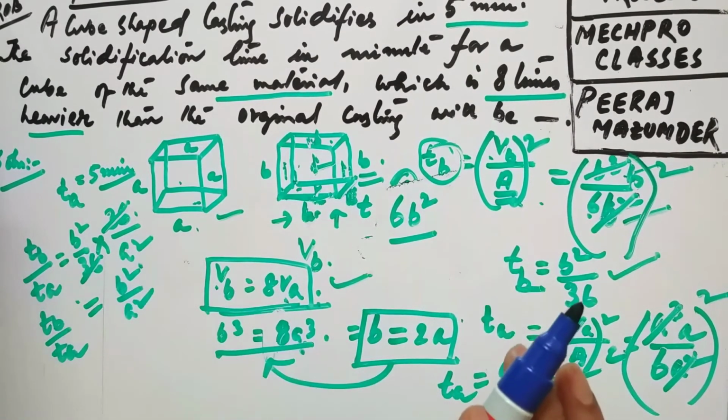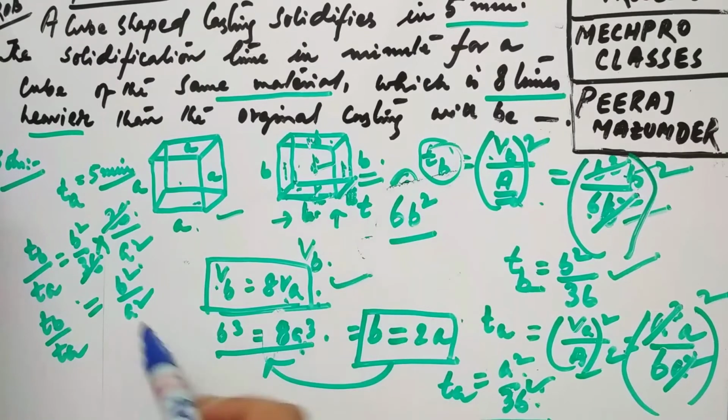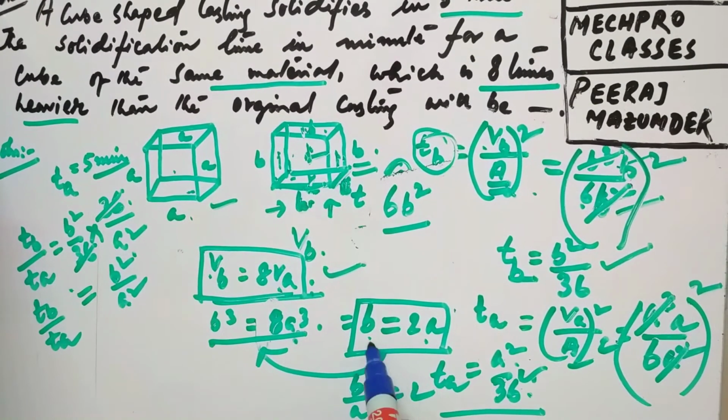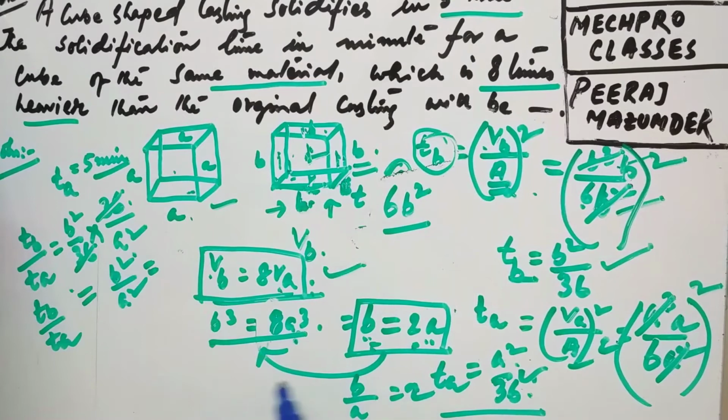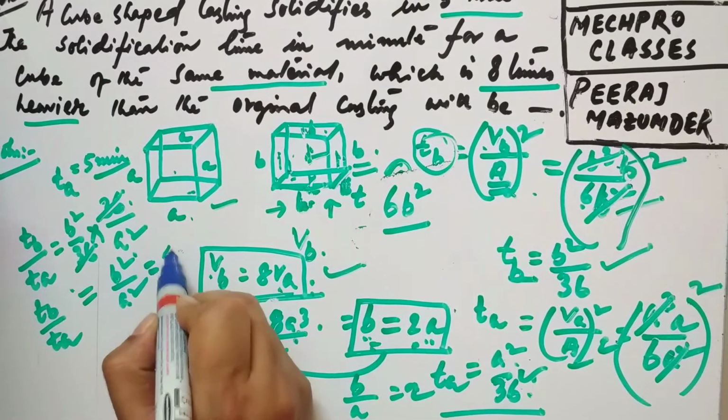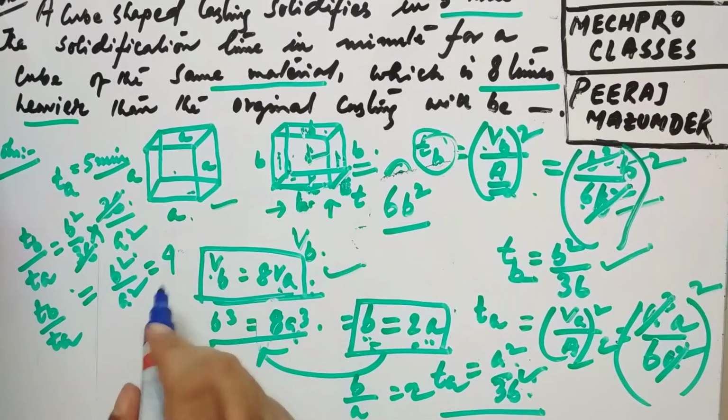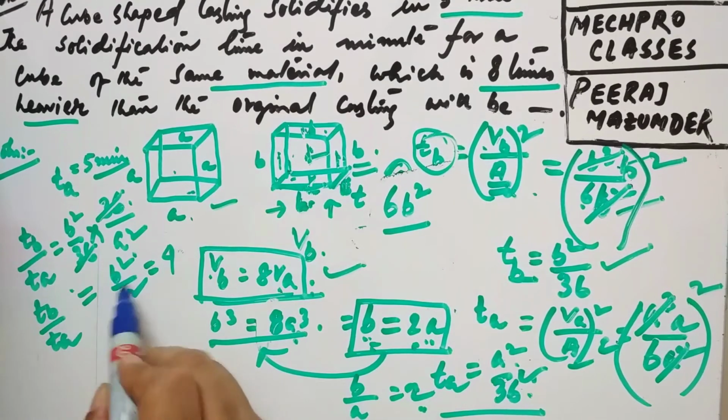Simple. Okay, no problem. Now look, B by A we are having, you can write B by A equal to how much? 2. You can write from this relation. We are having B equal to 2A, so B by A equal to 2. So you can just substitute B by A whole square, that is 2 square, that is 4.